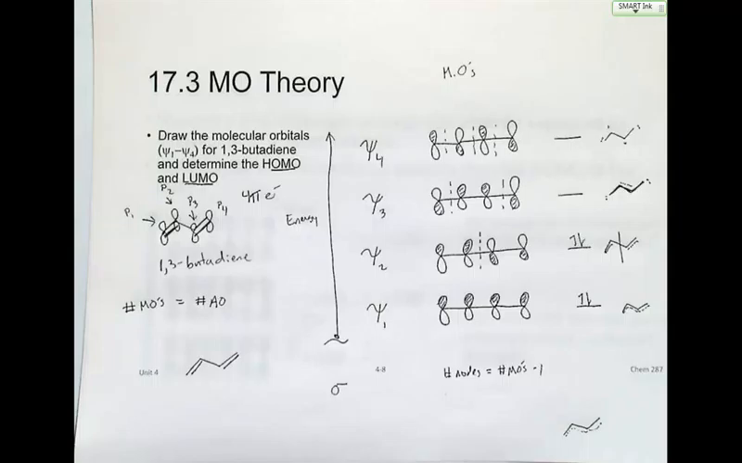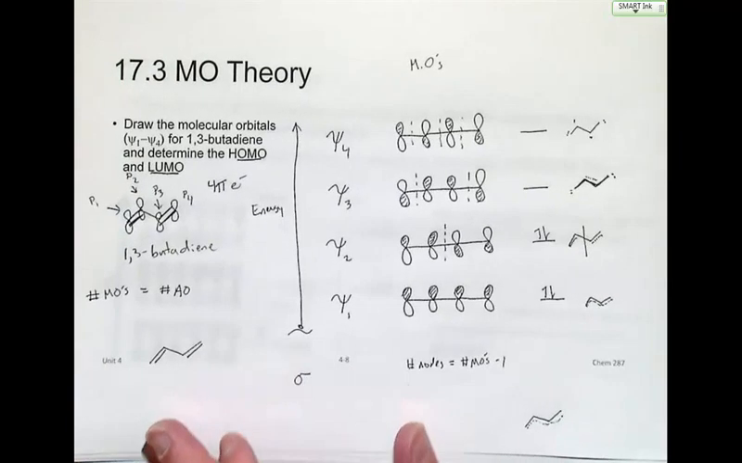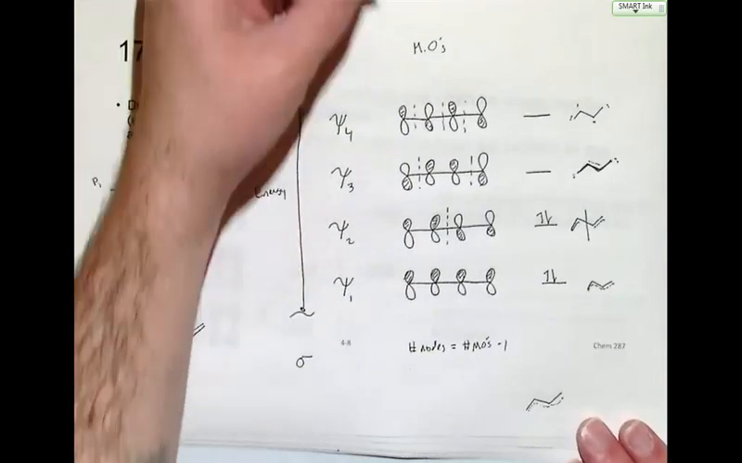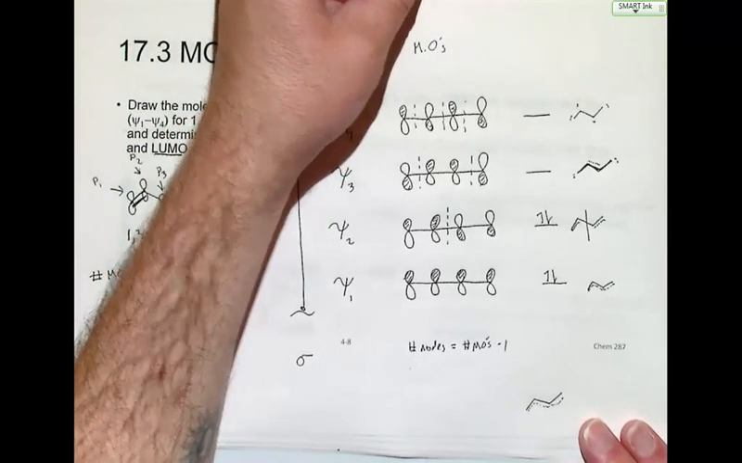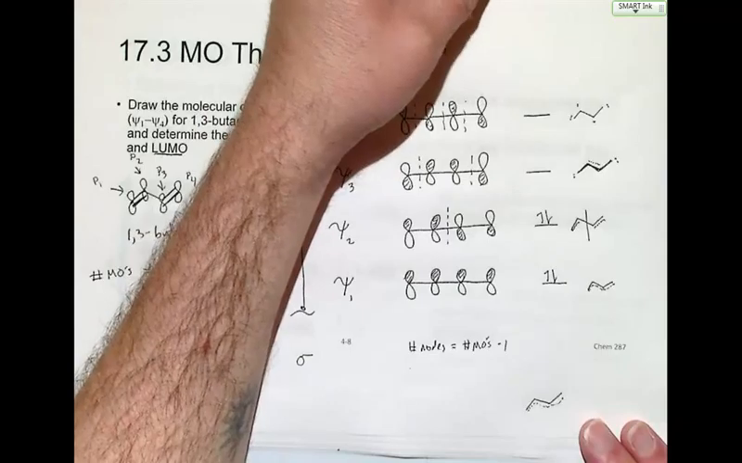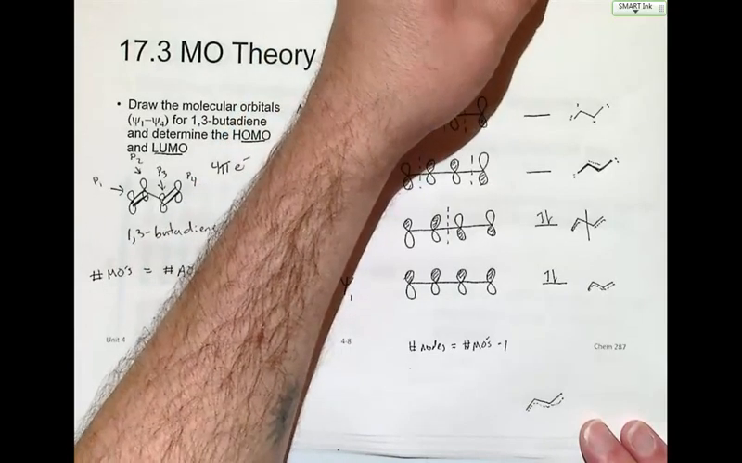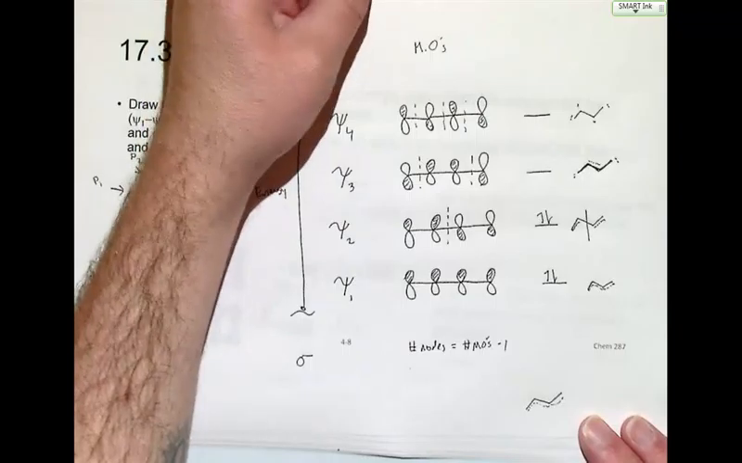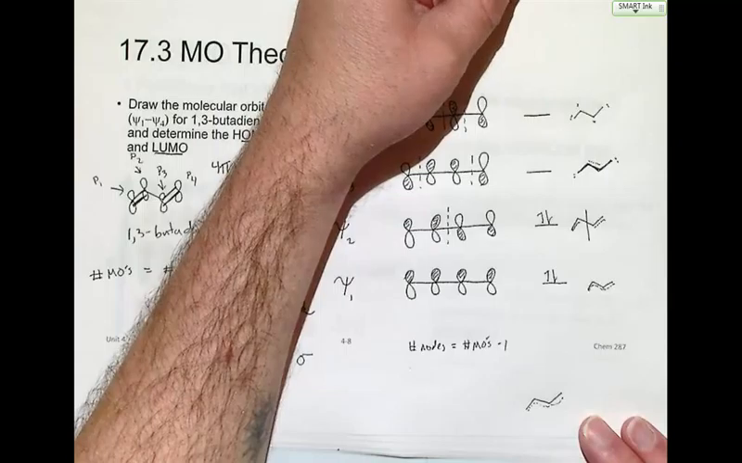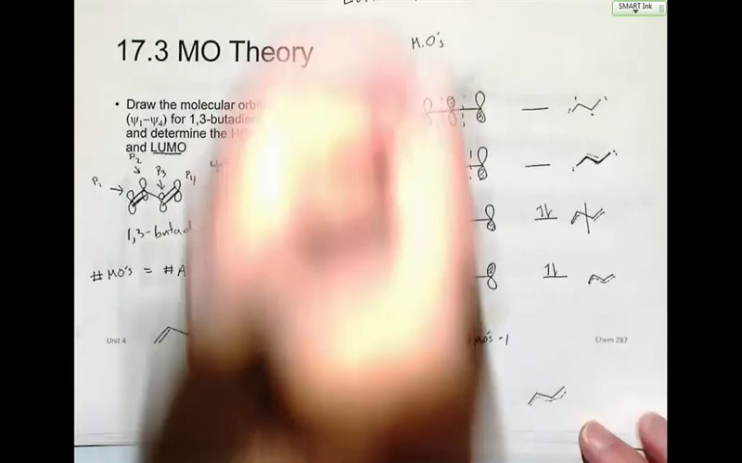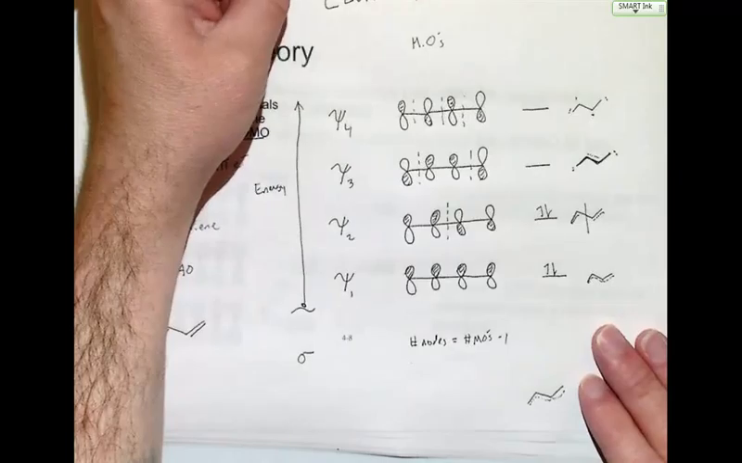Okay. Now, what we can also do is define something called frontier orbitals. That's what the HOMO and the LUMO are. What the HOMO stands for, highest occupied molecular orbital, that's HOMO equals highest occupied MO. And LUMO is lowest unoccupied MO. These are called frontier orbitals.